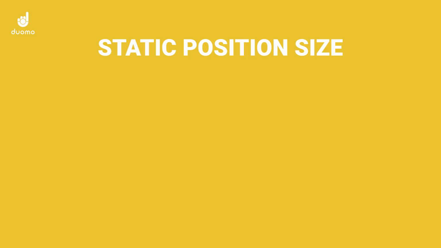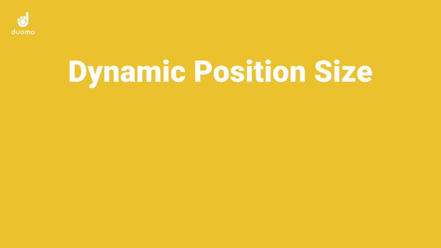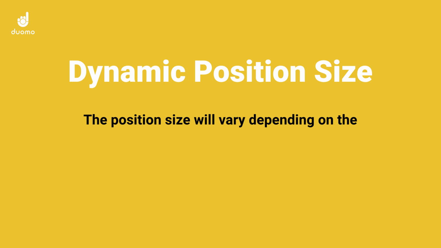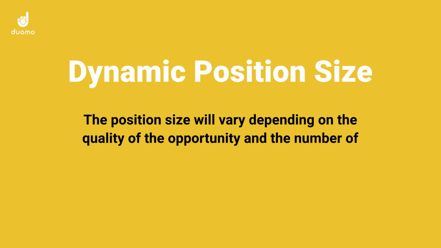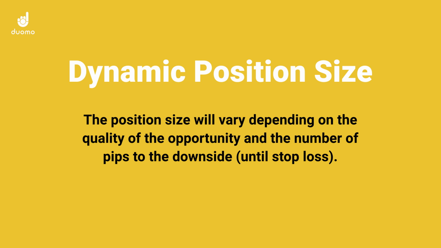But the downside of this approach is that all opportunities are being treated equally, rather than bigger positions being taken on the better opportunities and smaller positions being taken on the worse opportunities. Instead, we shouldn't use a static position size at all. We should use a dynamic position size. This means that the position size is going to vary depending on how good the opportunity is and the number of pips that would be needed for the stop loss.